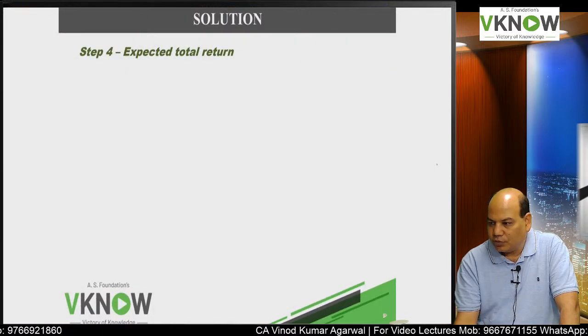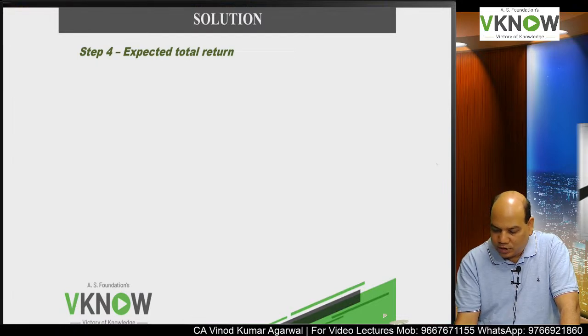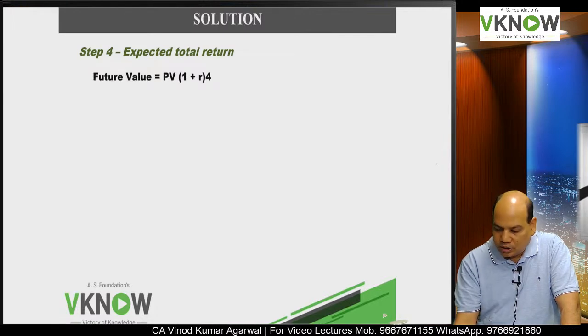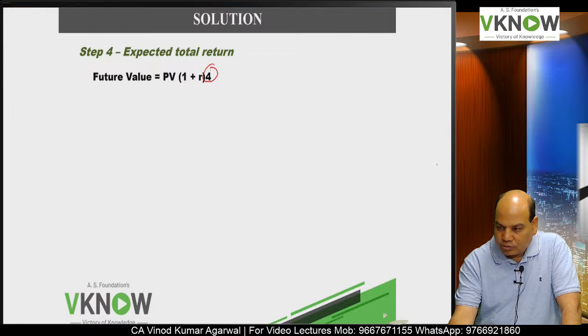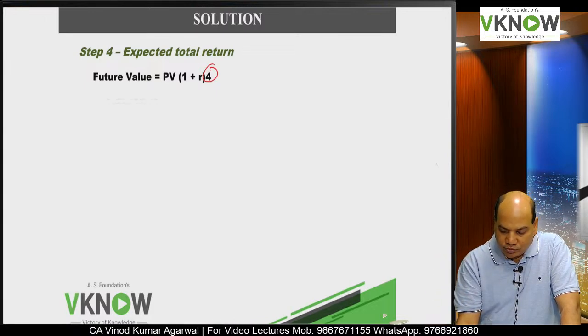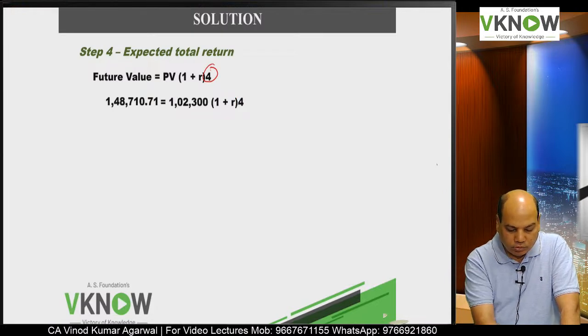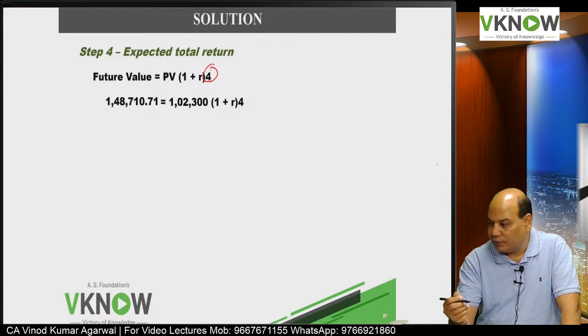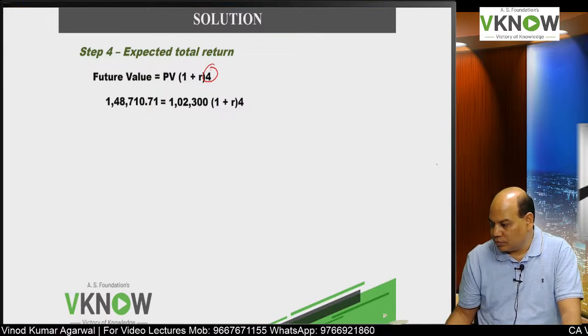Now write down step 4, expected total return. I will give you the formula. This time you will solve. And see, the power is 4. With the power being 4, you have to take square root 2 times. So future value is equal to present value into (1 plus r) to the power 4.